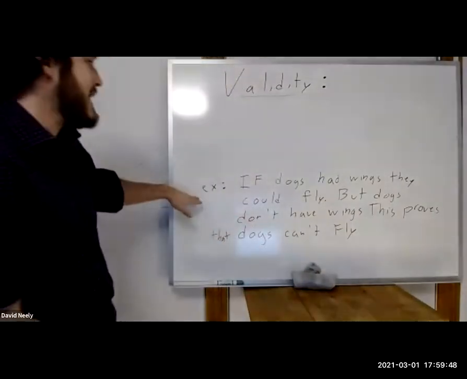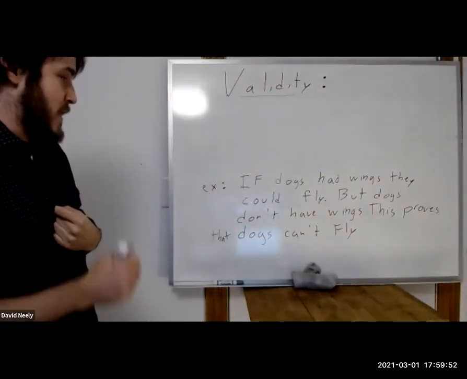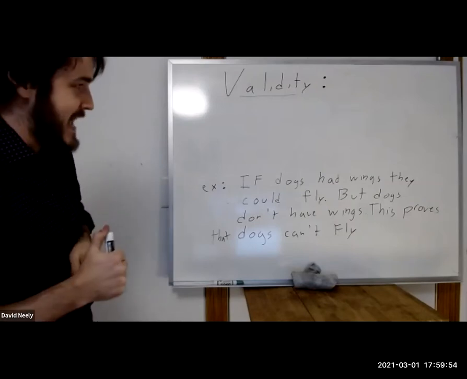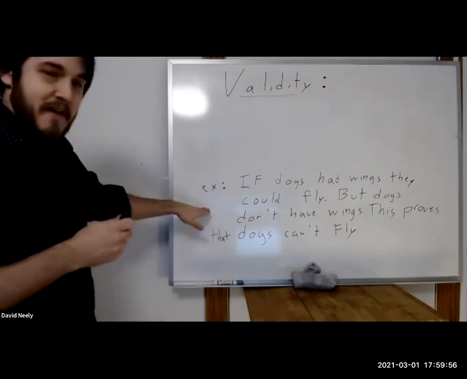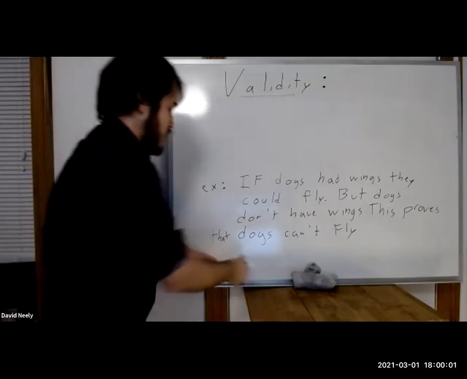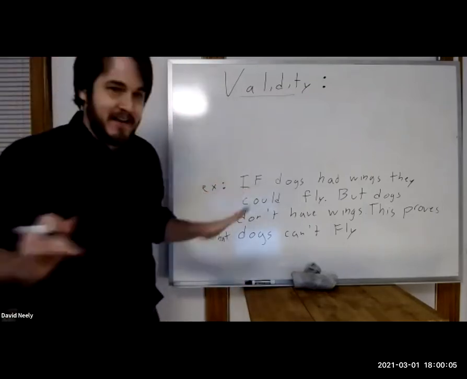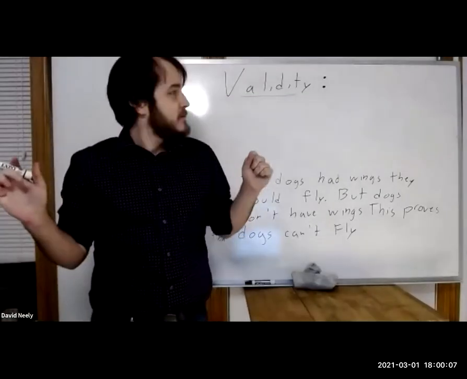Now this one here: if dogs had wings, they could fly, but dogs don't have wings. This proves that dogs can't fly. Is this a valid argument? How would we go about answering this? What's step one to see if it's valid? Don't worry about getting the answer yet. What do we do first?